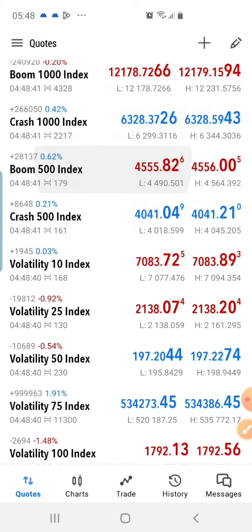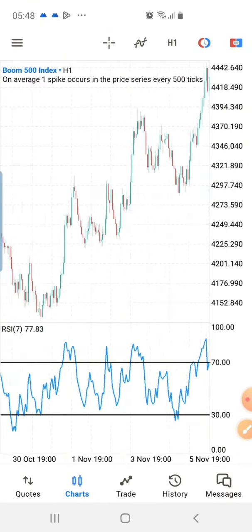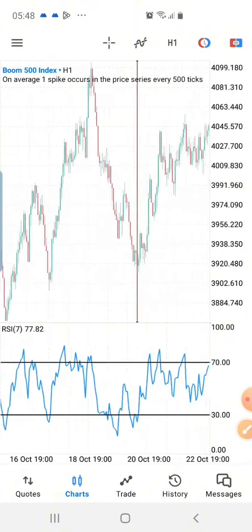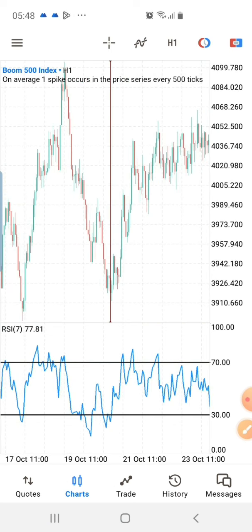So we can check maybe boom 500. This thing happens in all; you can even trade it not just on boom and crash. You can trade it on volatilities too, but I'm just using boom and crash for this. Okay, so look at this one here. We have the price creating, you can see here, a lower high at this point, but the indicator section is giving us a lower low.